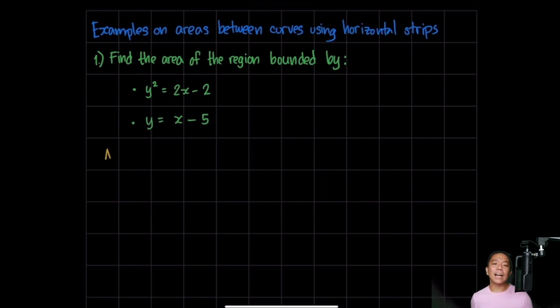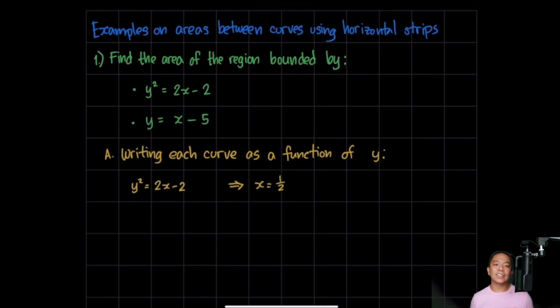So ang first step natin is we want to rewrite itong curves na to as a function of y. So i-isolate natin ngayon si x. So si y squared equals 2x minus 2, pwede natin siyang isulat na x equals 1 half y squared plus 1. And yung equation, yung line na y equals x minus 5, pwede natin siyang i-rewrite na x equals y plus 5. So we're doing this para maisulat natin si x as a function of y.